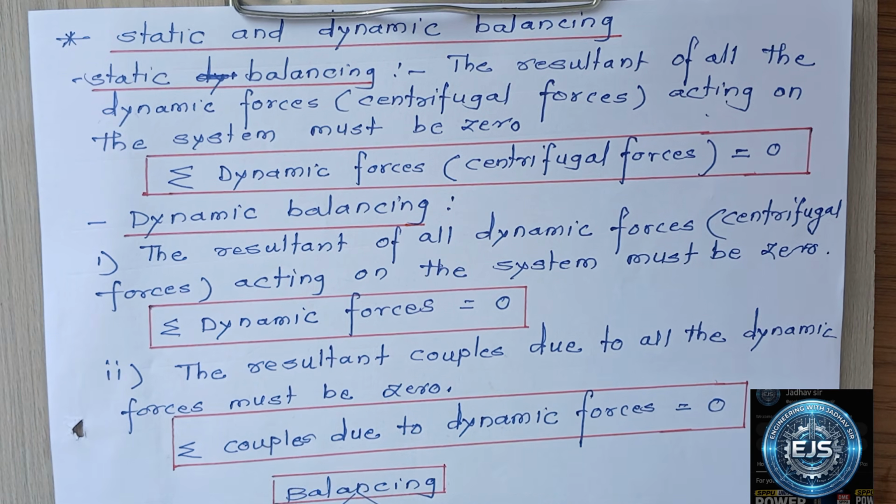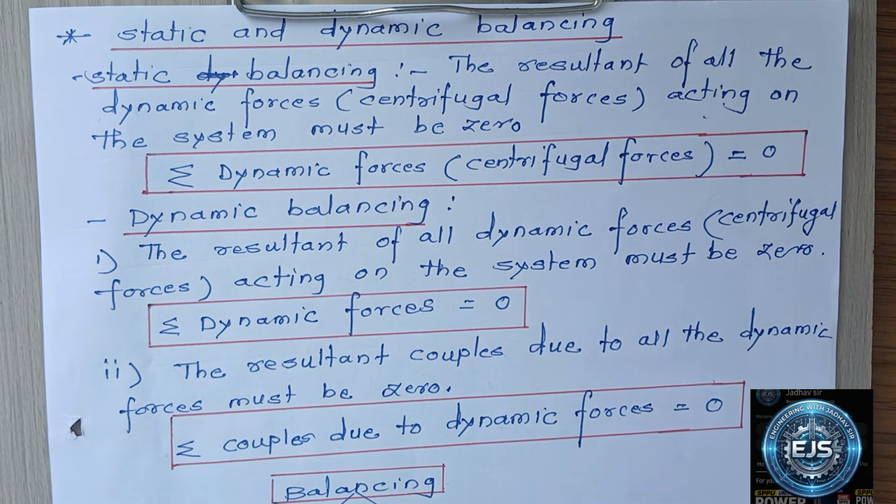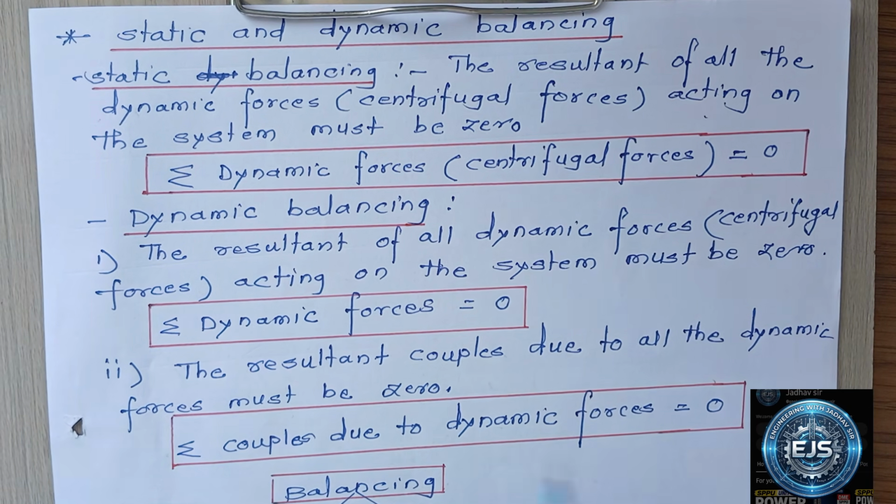So static balancing is called centrifugal force balancing. Centrifugal force must be balanced. The resultant of all centrifugal forces acting on the system must be equal to zero. This is called static balancing. The second one is dynamic balancing.